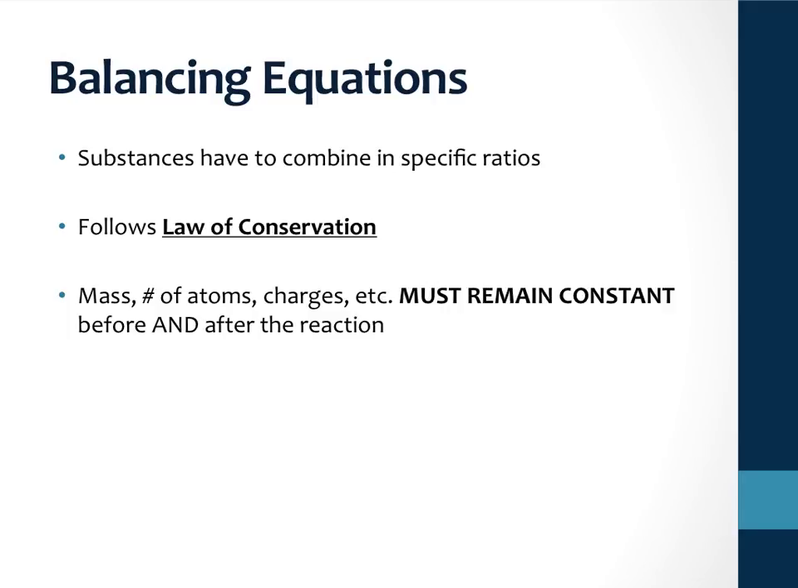And so pretty much what balancing an equation does, it shows that substances have to combine in specific ratios. And these have to be, let me specify here, the smallest whole number ratio. Whole number ratio. So it's kind of like reducing things into empirical formula form. And balancing equations also follow the law of conservation, in which mass, the number of atoms, charges, etc., have to remain constant before and after the reaction.